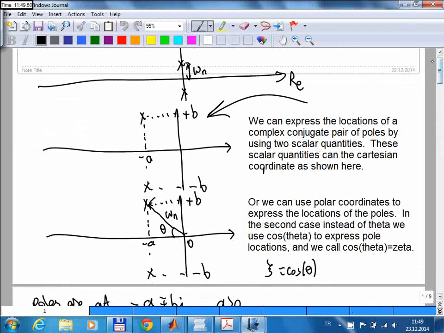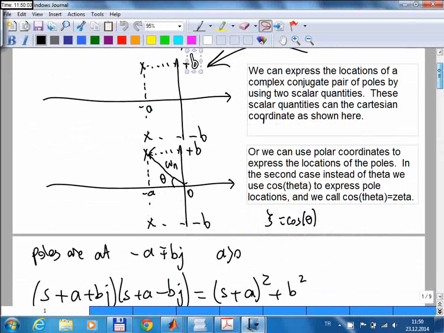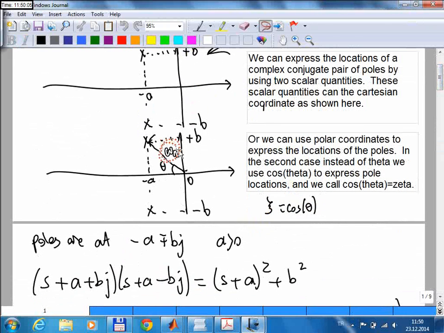I told you that if you have a general second order system with two complex poles, then you can express the location of these poles by using either its Cartesian coordinates, which are these A and B numbers, or you can use the polar coordinates. In that case, you talk about the damping ratio and this theta angle. And instead of the theta angle directly, we use cosine of it, and the cosine of that theta has a special name. We call it damping ratio.